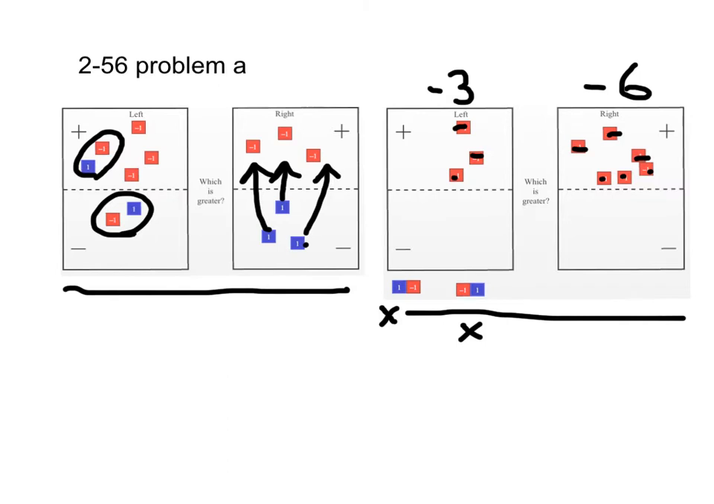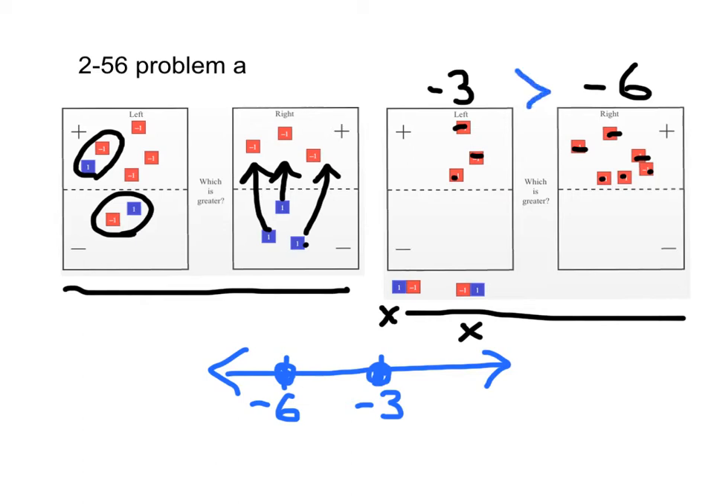Now I can compare to see which is greater. Well, if you recall from our notes on comparing numbers on Monday, on a number line, that -3 is further to the right than -6. And so by virtue of its position on the number line, -3 has a greater value. So there is my comparison. -3 is greater than -6.